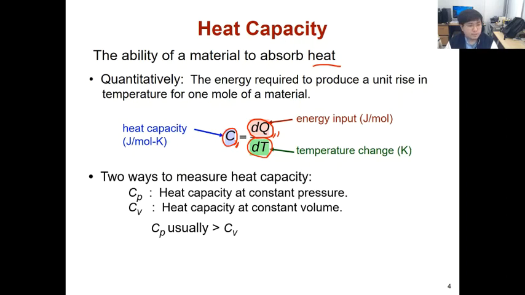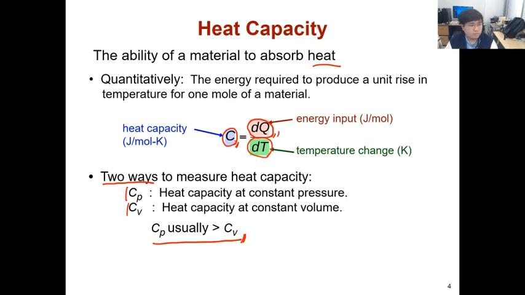But we define it in two slightly different ways. The first is heat capacity at constant pressure, and the other is heat capacity at constant volume. Generally, Cp is slightly larger than Cv. Do you know why? For you to understand, I'm going to briefly introduce the heat capacity.